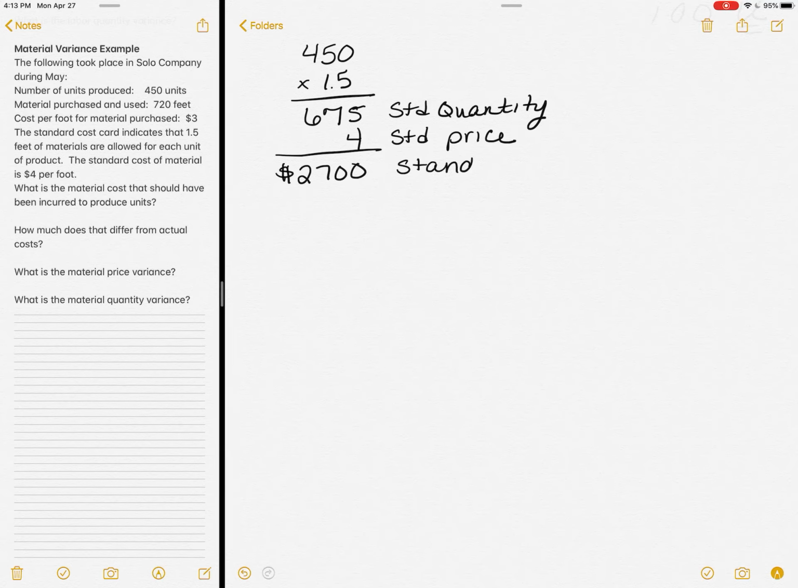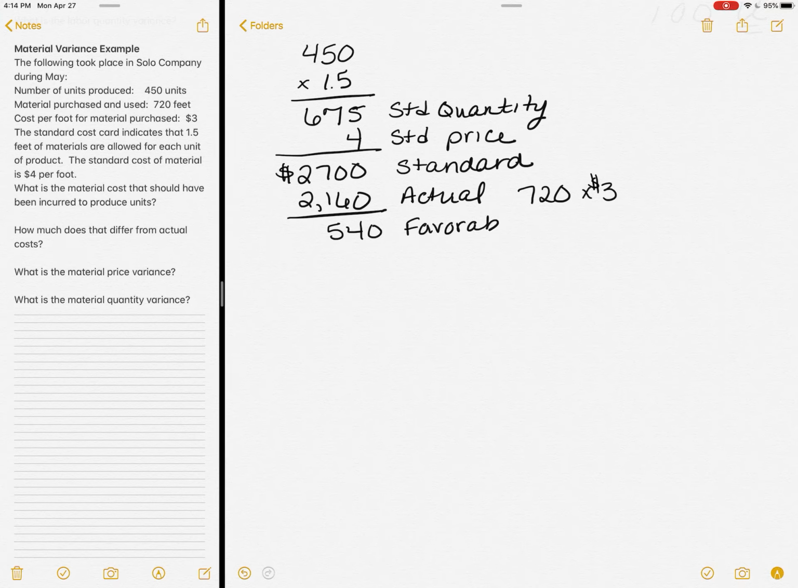for this material. I can compare that to my actual cost to figure out then what is my total variance. For my actual cost, I have to do a little math here. They don't give it to me like they did in the labor problem. I purchased and used 720 feet of material, and it tells me that I purchased it for $3 per foot. Therefore, the total price that I paid was $2,160, giving me a total difference of $540. I actually paid less than I should have, so that would be a favorable outcome.